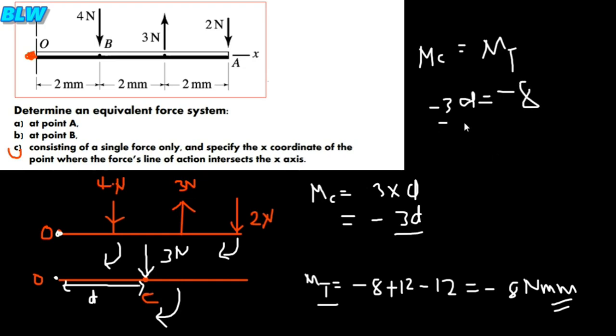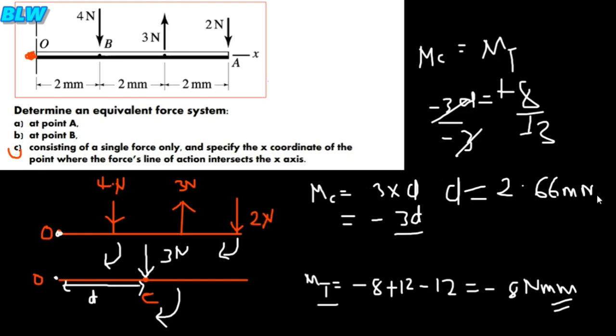So I divide both sides by -3. So this one cancels out, this one cancels out, the negatives will cancel out. So let's see what we have at the end. So I now have D to be equal to 8 divided by 3. So that gives me 2.66 millimeter. Okay, so that's the distance that we are looking for.